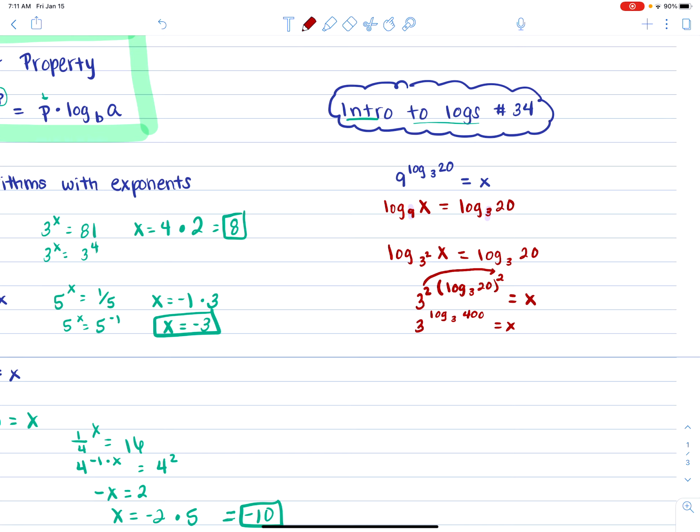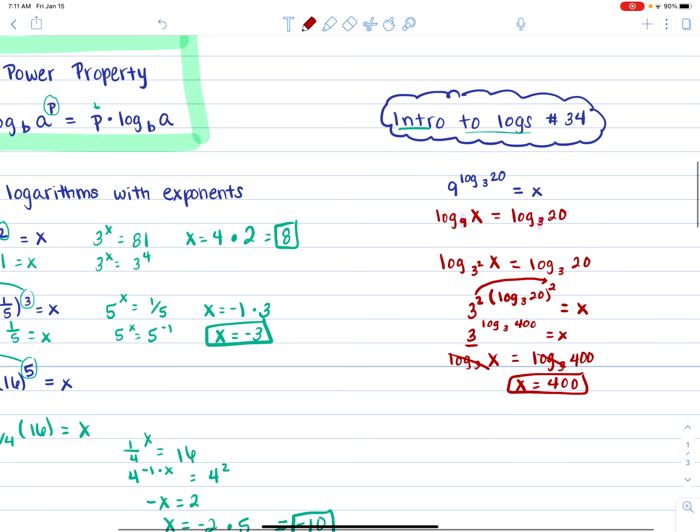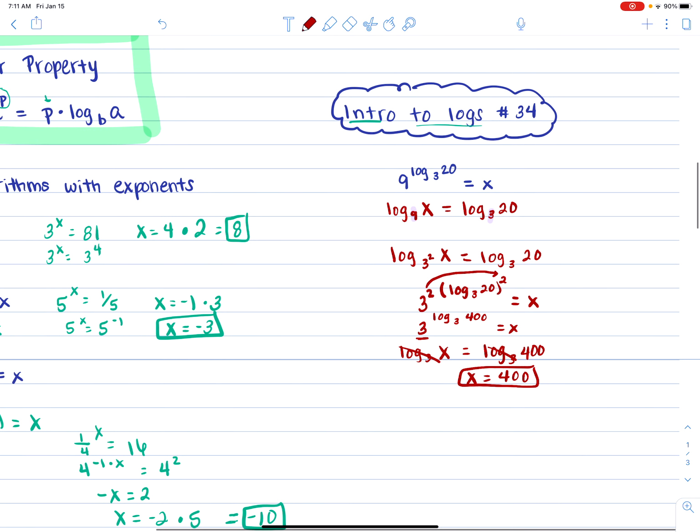Now if I turn it back to log form, I have log base 3 of x, so of my answer, equals the exponent, log base 3 of 400. Now that my logs are exactly the same, I can say that x equals 400. So again, that's kind of long-winded and back and forth, but you need to understand that when you have 2 times a log, it's not really multiplying it, it is raising it to that exponent. If you have it as the exponent, it can become the multiplier, but you can work it backwards as well. So we just worked that one backwards to help get us what we needed so that we could simplify.